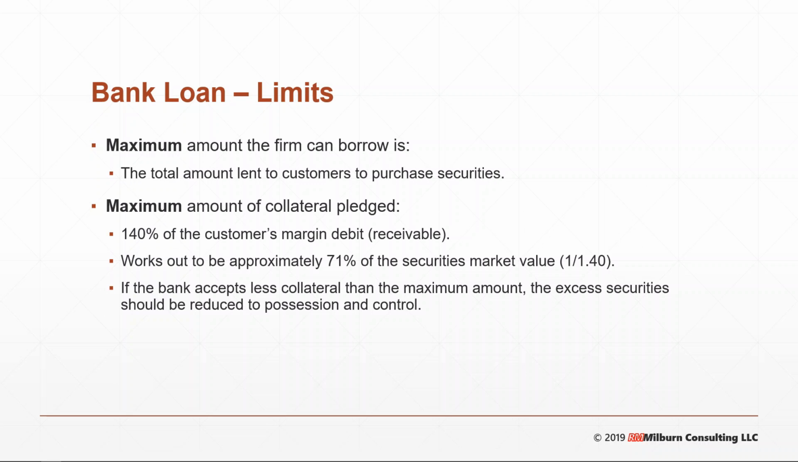So let's talk about some of the limits. The maximum amount the firm can borrow is the total amount lent to customers to purchase securities. In our business, that's known as the aggregate margin debits. All right, what's the maximum amount of securities that can be used as collateral? That's equal to 140% of the customer's margin debit. And if you do the inverse, that's approximately about 71% of the security's market value.